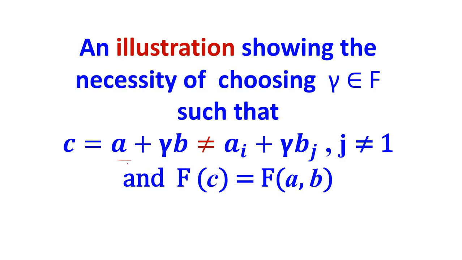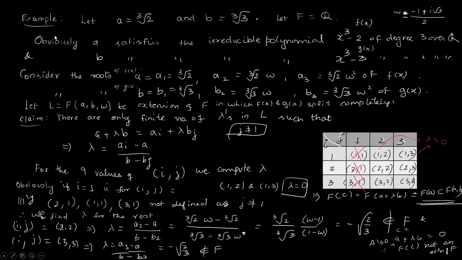Rather, with lambda, we say that A plus lambda B equals AI plus lambda Bj. Why should that not be there? Only for that, we consider this explanation with the example. Now, we will take A to be cube root of 2 and B to be cube root of 3. Of course, our F is the base field, the field of rational numbers.